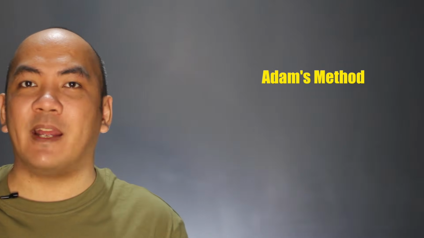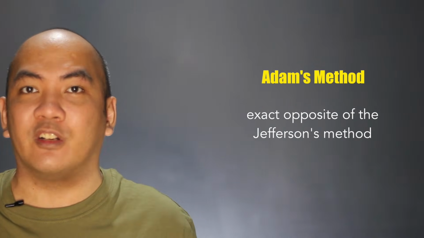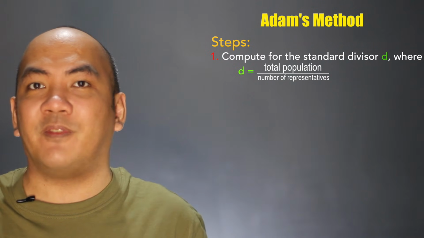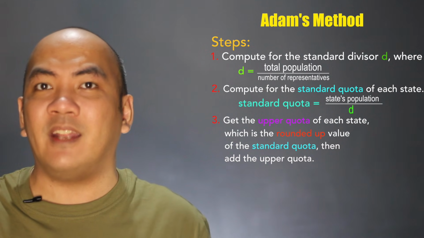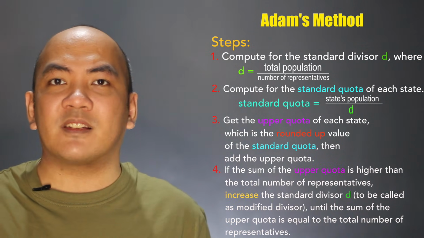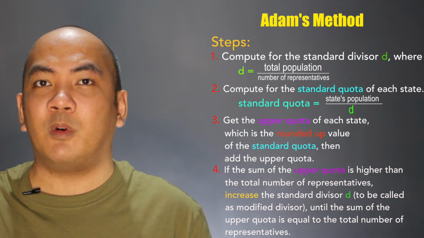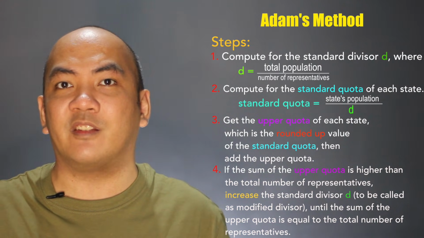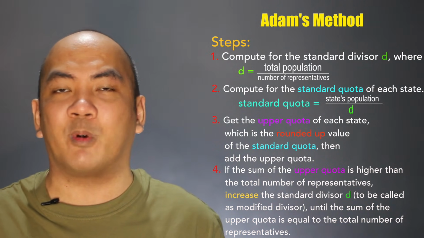Next, we have the Adams method, which is named after Quincy Adams in 1822. This method is the exact opposite of Jefferson's method, in which after getting the standard divisor, instead of rounding down the standard quota, we round it up and get the upper quota. And if the sum of the upper quotas is higher than the total number of representatives, we get the modified divisor by increasing the standard divisor until the sum of the upper quotas is equal to the total number of representatives.